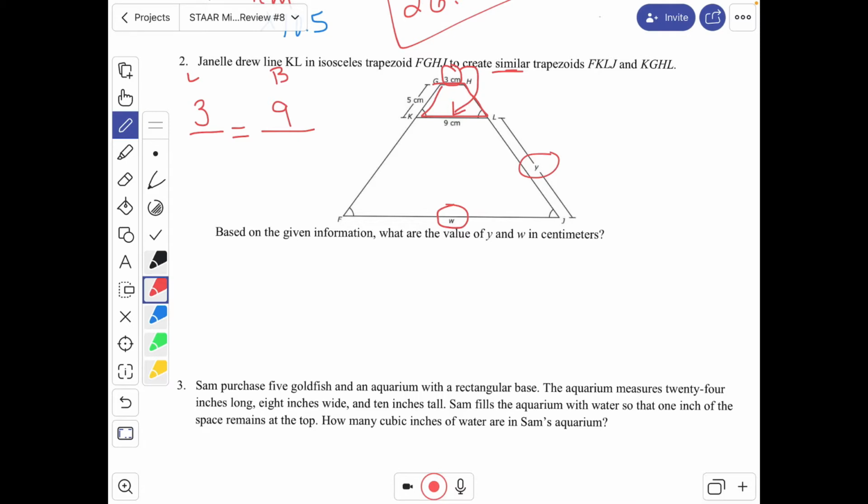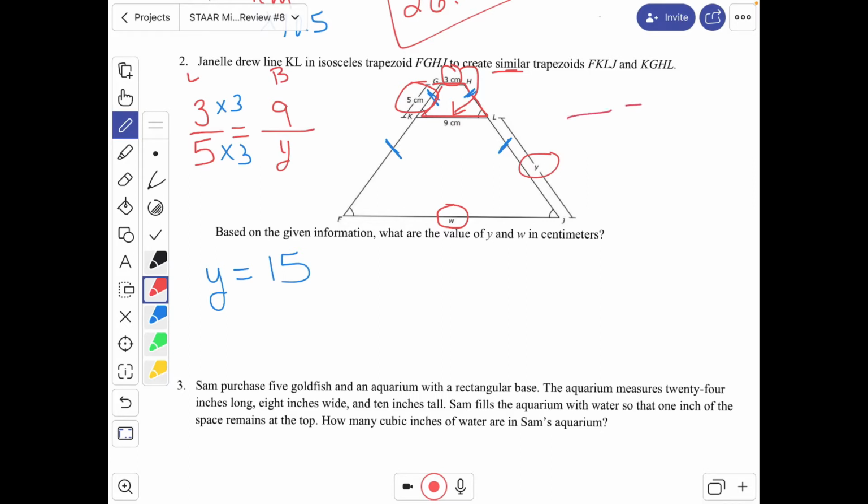So if this is an isosceles trapezoid, that means that this side is the same as this one, just as this side will be the same as this one. So 5 on the little trapezoid should match with Y. Then we can look for a relationship, like what would we do to 3 to get to 9? We'd multiply times 3. So if I do that on bottom, that means Y equals 15.